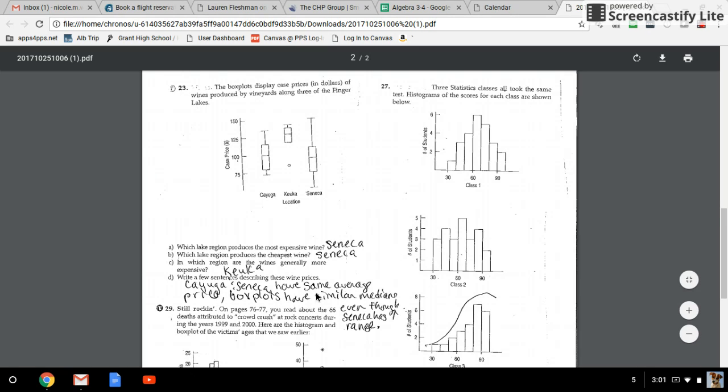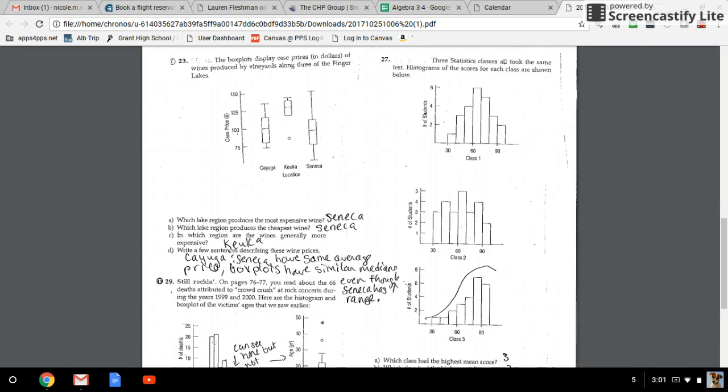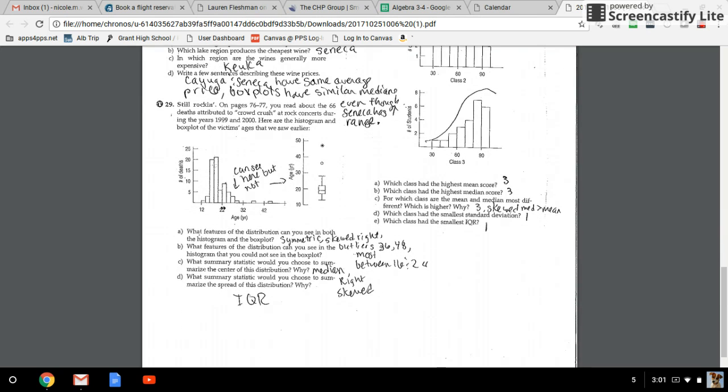And if I was to describe these, it looks like Cayuga and Seneca have the same average. They have similar medians. And even though Seneca's range is more, and there's some other things you can write, that's a good starting point there. On 29, it says something about crowd crush, and here are the histogram box plots.